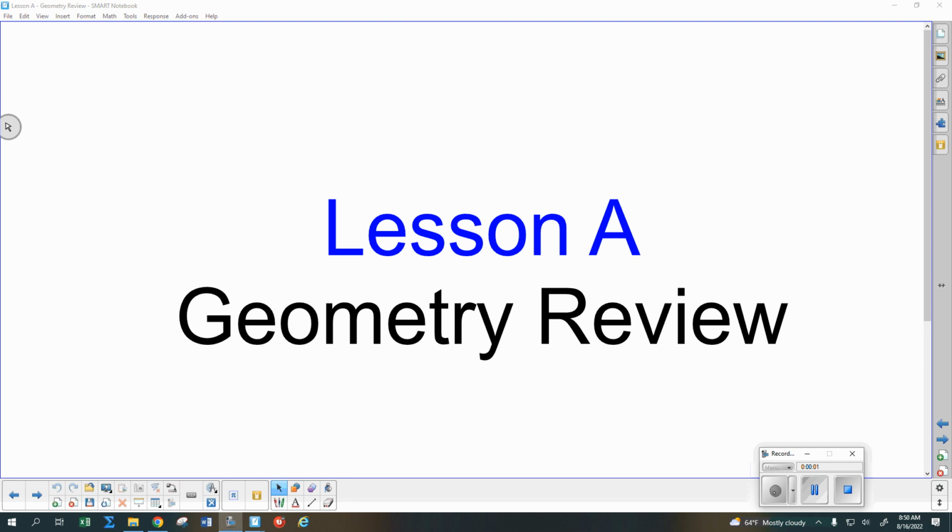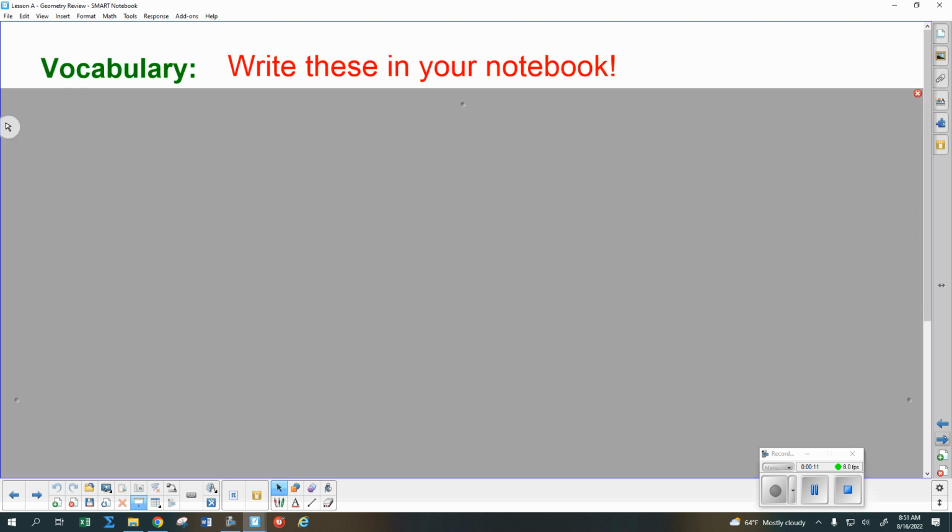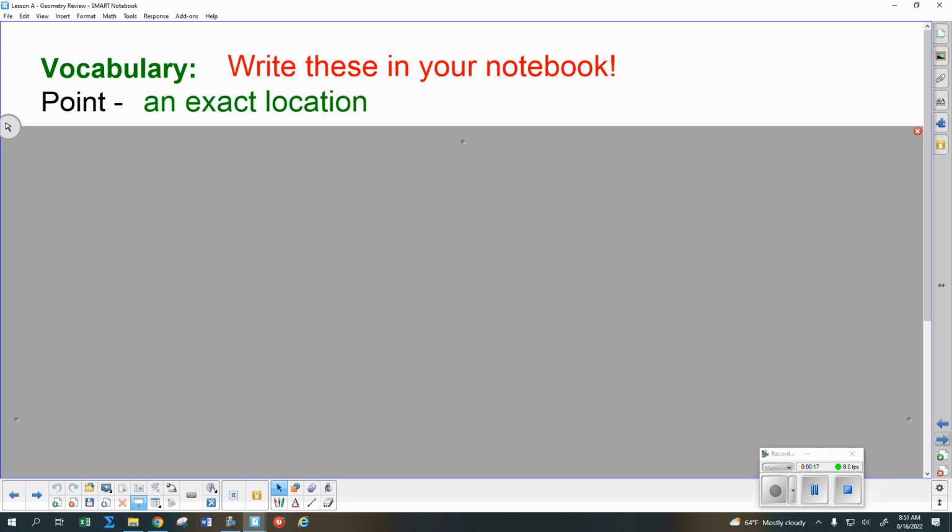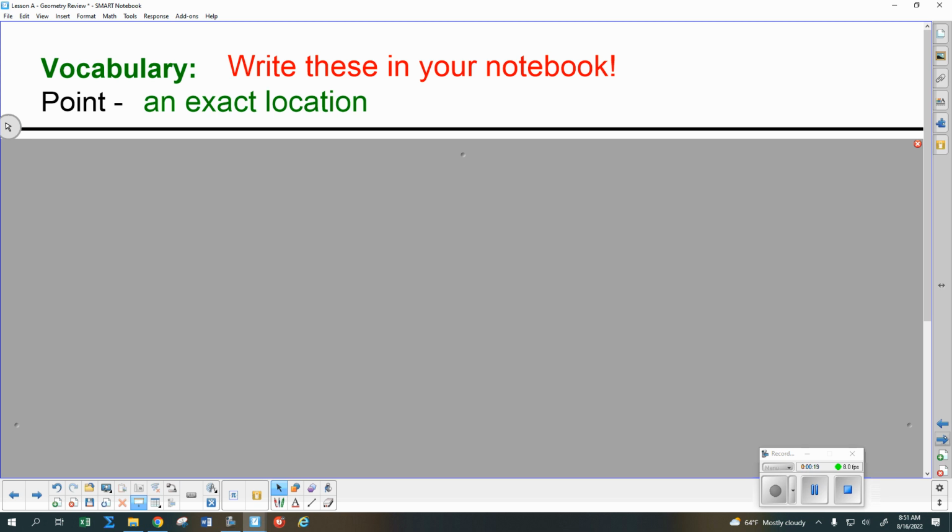So Saxon always begins with review, and it happens that we are going to be reviewing some geometry definitions and formulas and concepts. So not on that page I just gave you, but still in your regular notebook. Let's do some vocabulary.